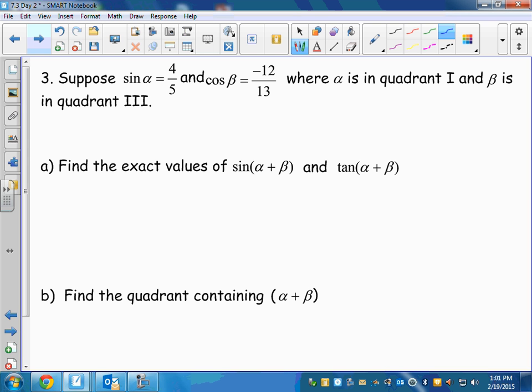Now we're going to give you values. So they're going to make you go back and think about where am I? Could I draw a triangle? What would the missing side be? And use stuff that way.